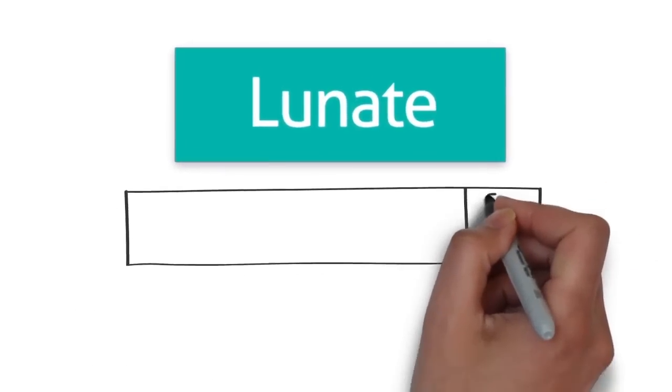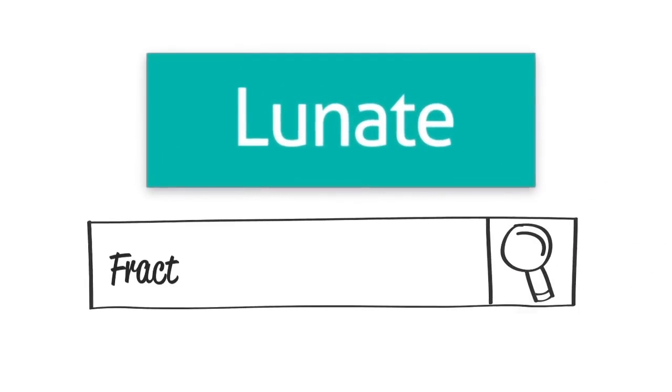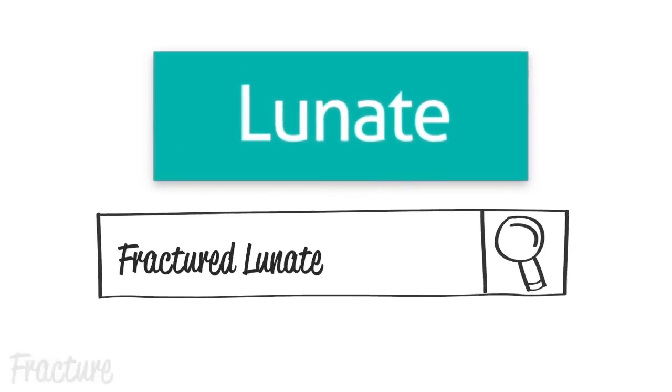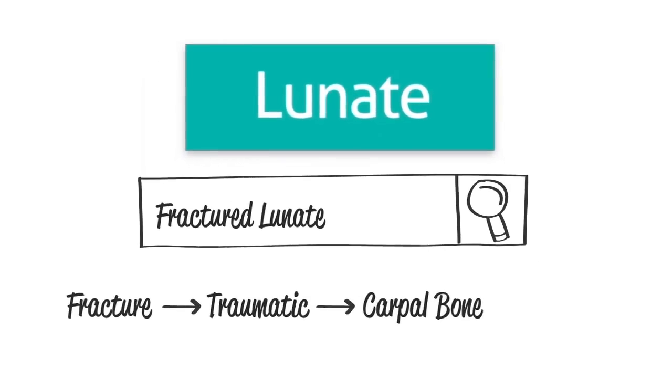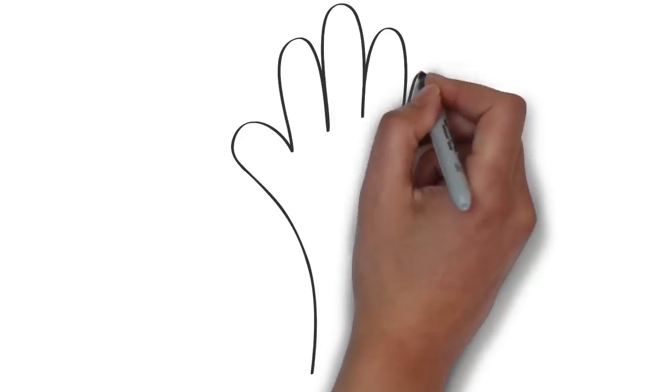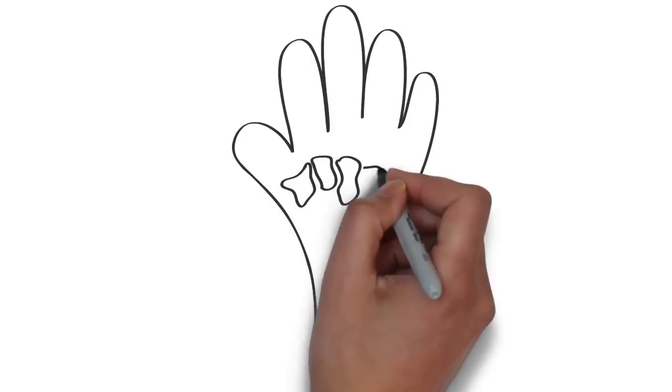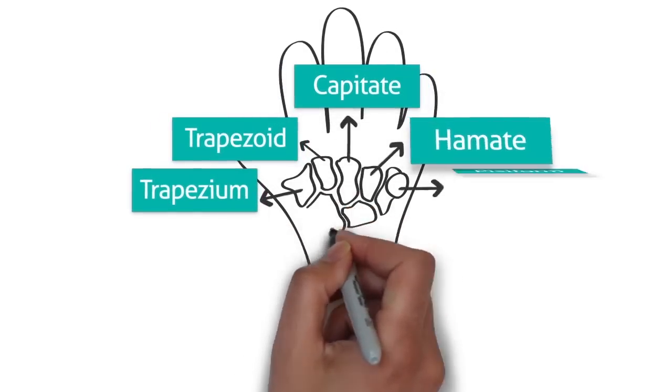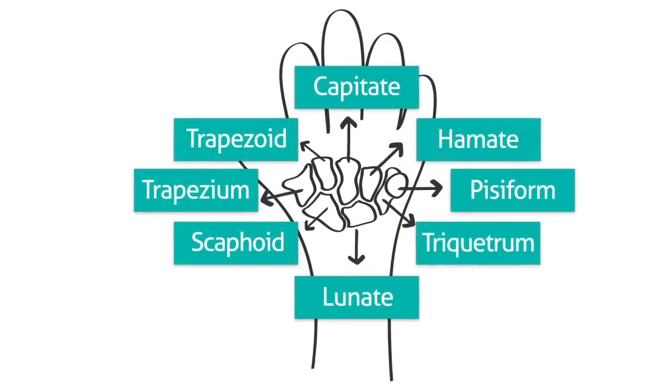Now, try to look up fractured lunate in the ICD-10 alphabetic index and you'll be out of luck. You'll have to go to fracture, traumatic, carpal bone, lunate to find the code. You have to know the wrist is made up of carpal bones and that the lunate is one of those bones. But you can't stop there.